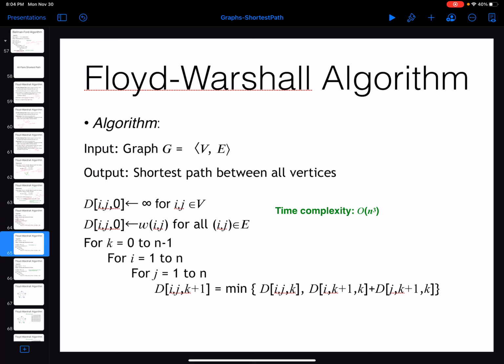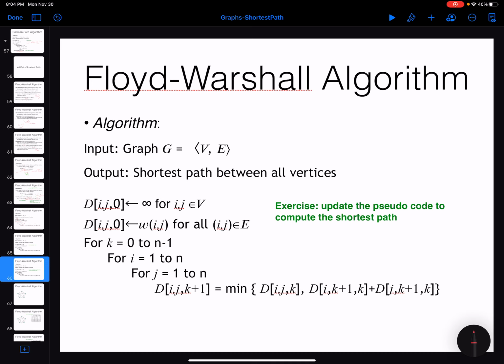Before leaving that, the time complexity here is clearly O of n to the power 3. This is definitely better than running the Bellman-Ford algorithm n times, which is going to be O of n squared m, which is definitely worse than this O of n cubed. So this is going to find the shortest distance. This exercise is just asking you to update the algorithm to find the shortest path as well.